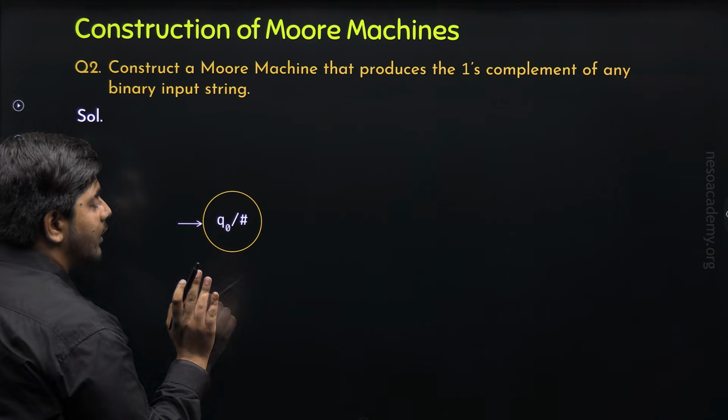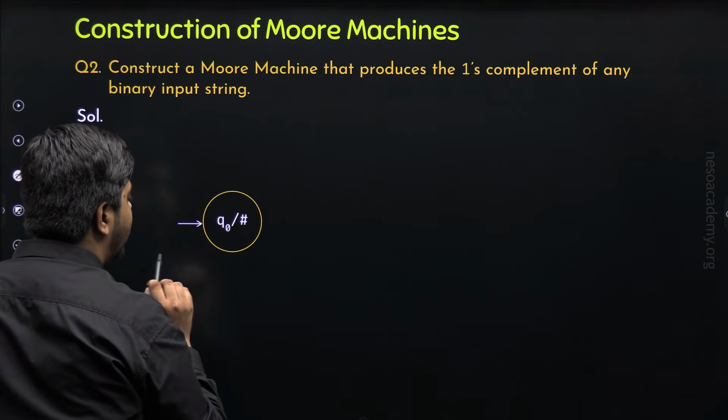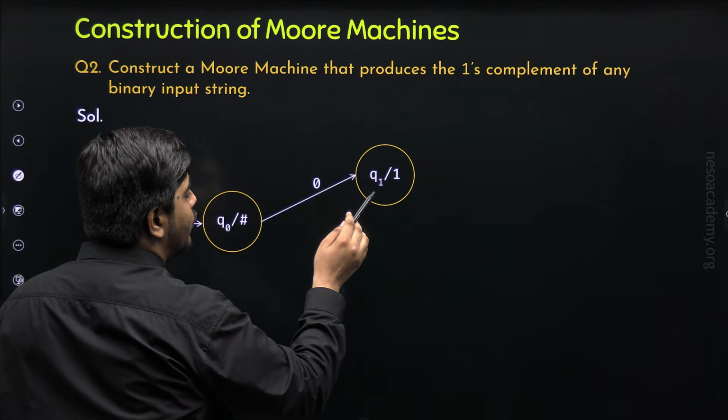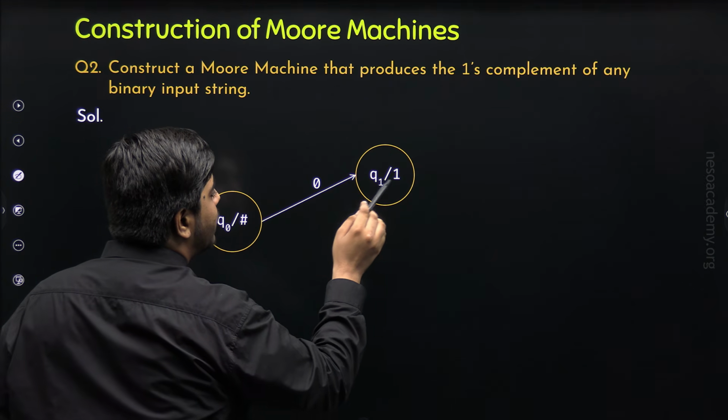So now we are at the state Q0, and if the input symbol is 0, then we will reach the state Q1 so that our output will be 1.